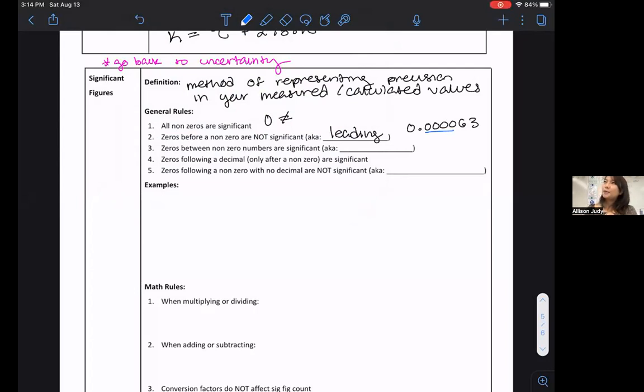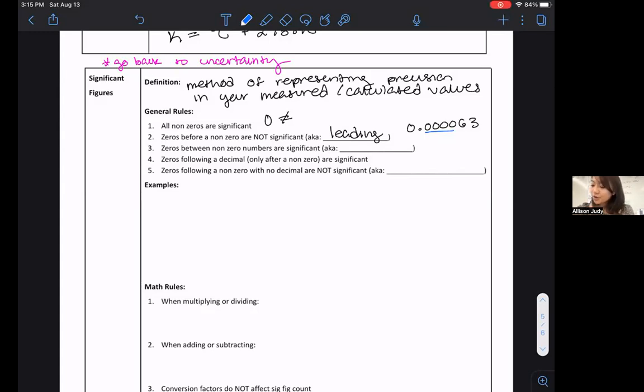But I'm not saying they aren't necessary, okay? What I am saying is that they're not significant when I, as a scientist, am reading those numbers, but they're definitely necessary to keep the overall magnitude of the value being represented. So do not mistake sig figs as changing the actual true magnitude. Let me just keep going through the rules.